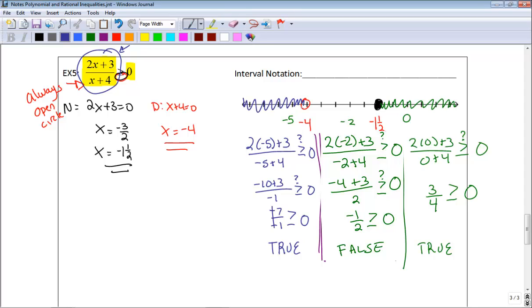So now, what is the interval notation of this picture? Well, the very left is shaded, so I go from negative infinity to negative 4 with a parentheses, and I union that with negative 1.5 with a bracket, because it's a closed circle. I could have written negative 3/2 as well, all the way to positive infinity.